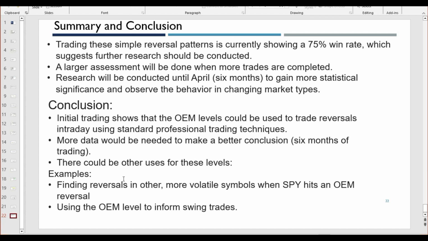And as well, since we've noticed that sometimes these OEM levels are hit near the end of the session, maybe not so useful for intraday trading, but that can have other broader applications for swing trading, maybe some kind of filter or something to use to inform our swing trade decisions.